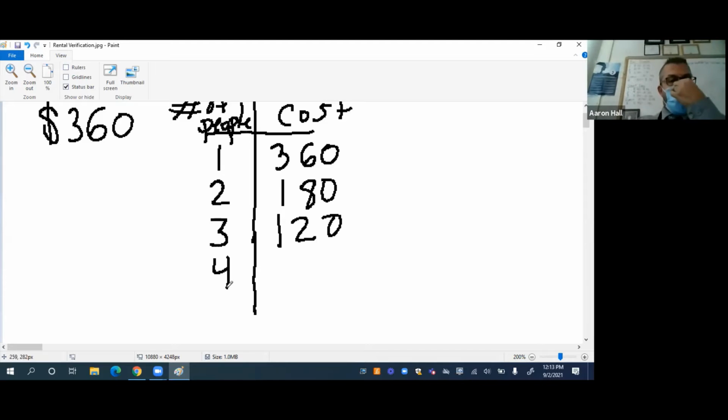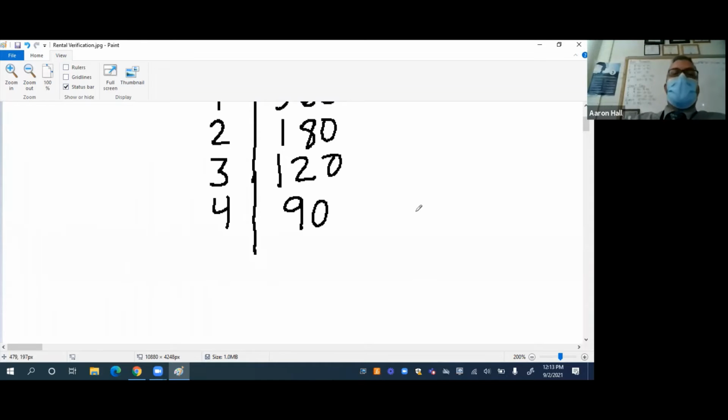What if we can get another person? How much? 90. Yeah, I agree with you. It's 90. So each person spends 90. What if we can double that? What if we could get another 4 individuals to join us? 45. Yeah, it's going to be 45.